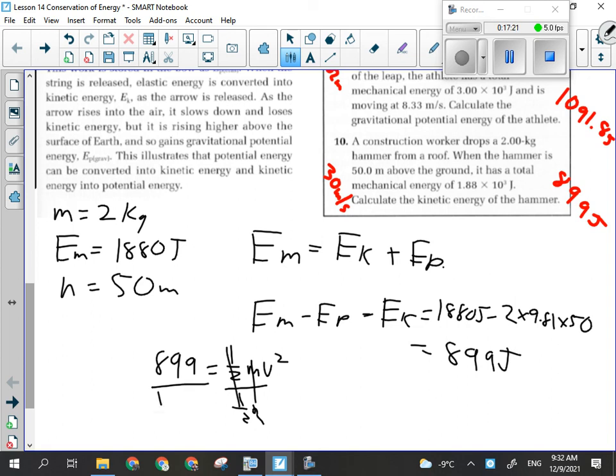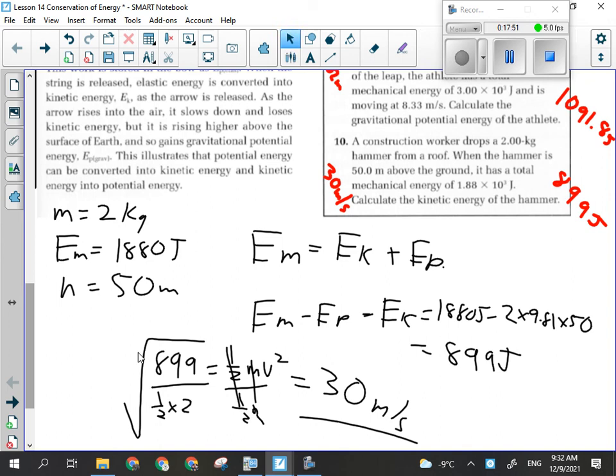Half times 2 is 1. And then what do I have to do to get v? Square root it. The square root of 899 is 29 point something, but 30, basically. Is that making sense? All right, so that's how mechanical energy works.